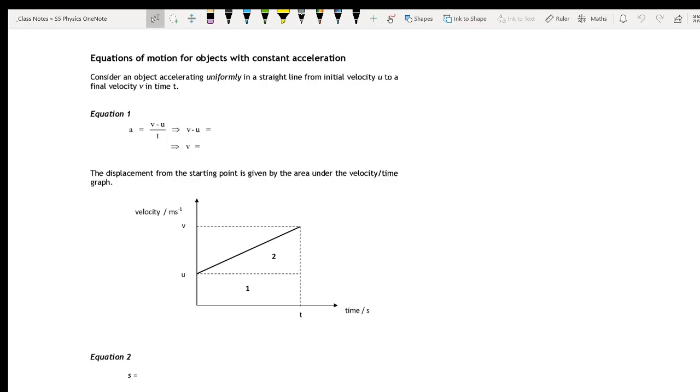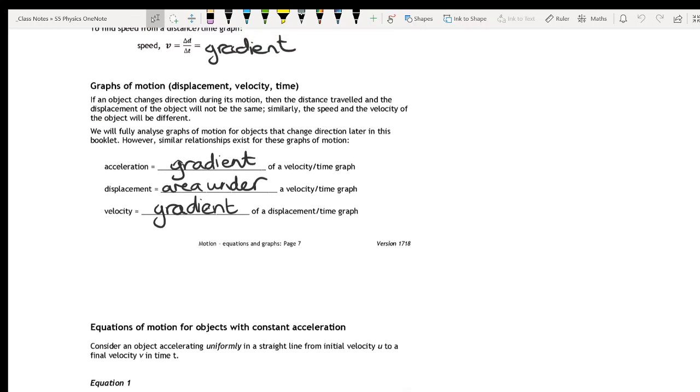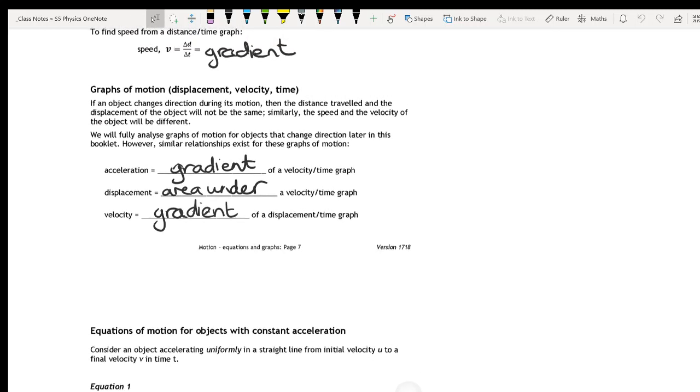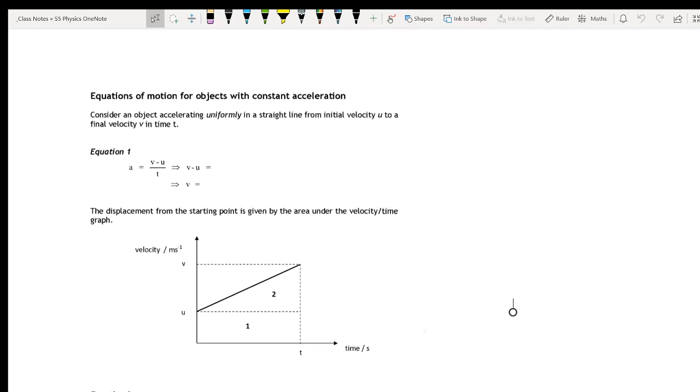So some of these you've come across. Oh, sorry, on the page before, I think I might have missed something. One of the equations, goals is equal to something, of this list. Great, this one. Gradient, area under, and gradient again.